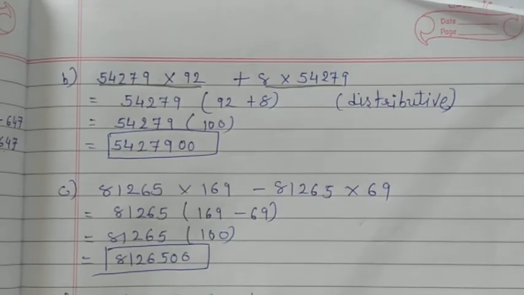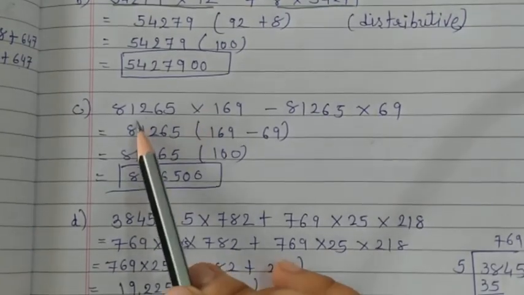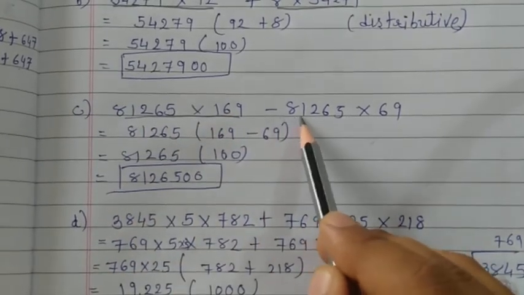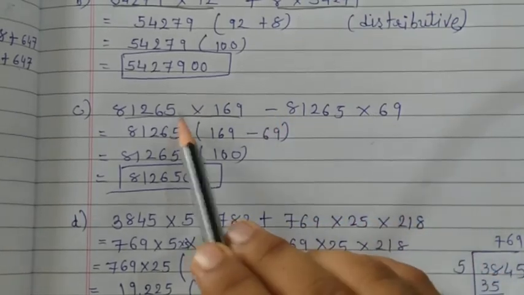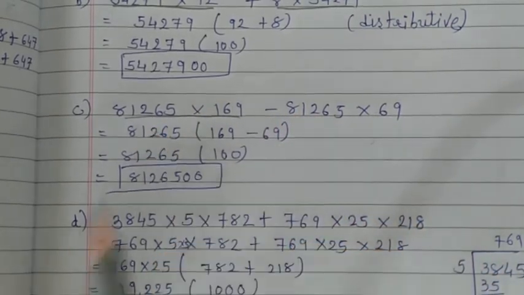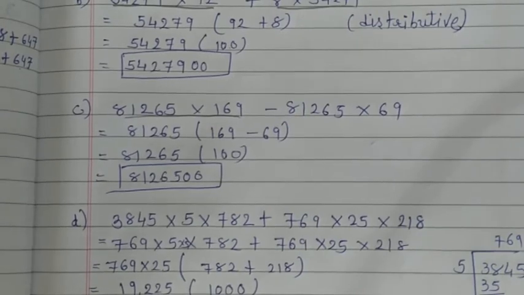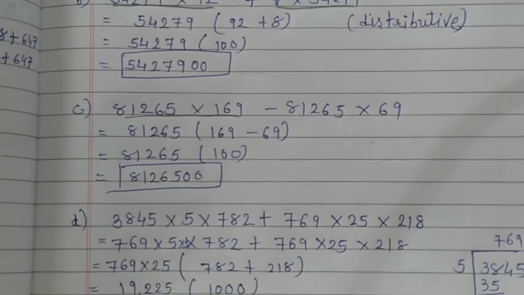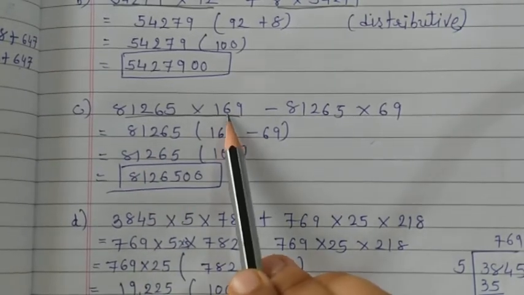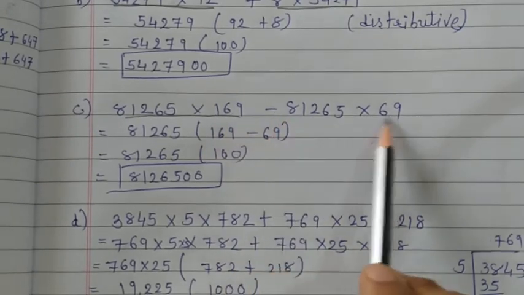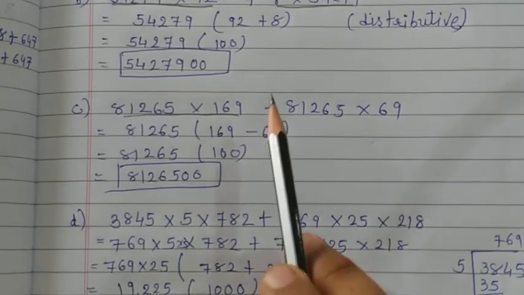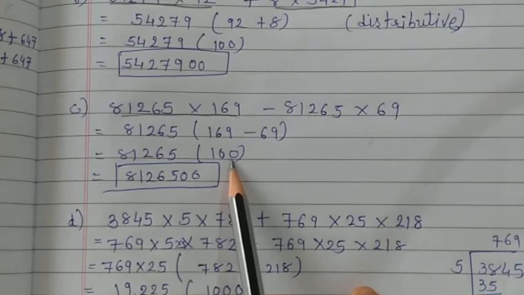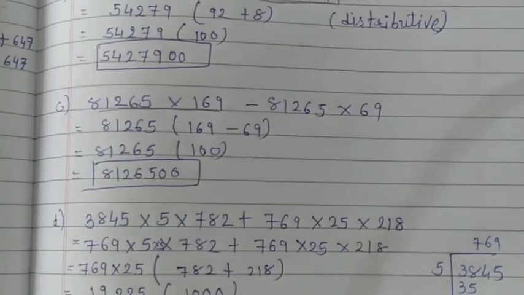Question number C. 81,265 multiplied by 169 as one term, minus 81,265 multiplied by 69. From both, 81,265 is common, so take it as common. In the bracket, 169 minus 69 is remaining. We know that 169 minus 69 is equal to 100. Now the multiplication of these two will give the answer.